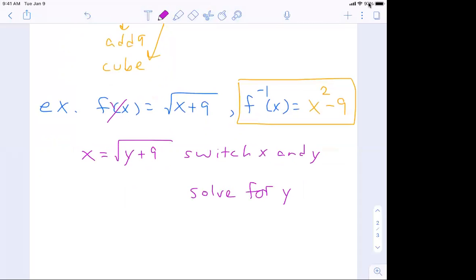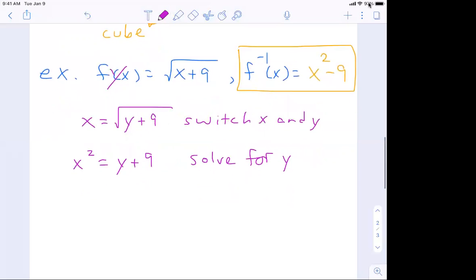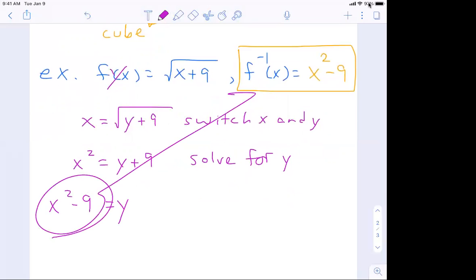If I want to solve this for y, I would square both sides. So I get x squared is equal to y plus 9. And then I would subtract the 9 over. And look at that, it's the same thing. So you could use that algebraic method where you switch the x's and y's and then solve for y. And that would work for any of these.